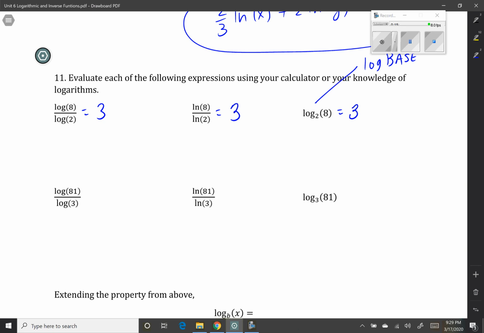All right, so we're going to get the same three answers here. So the log base 10 of 81 divided by log base 10 of 3, or common log of 81 over common log of 3, that's going to give you an answer of 4. So is natural log of 81 over natural log of 3. And so is log base 3 of 81 if you use log base. Again, these are all just calculator problems.